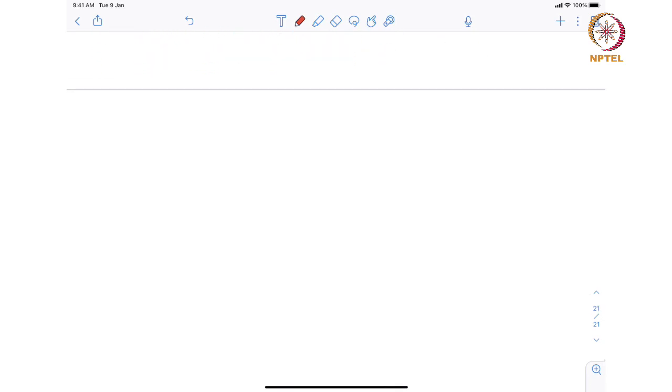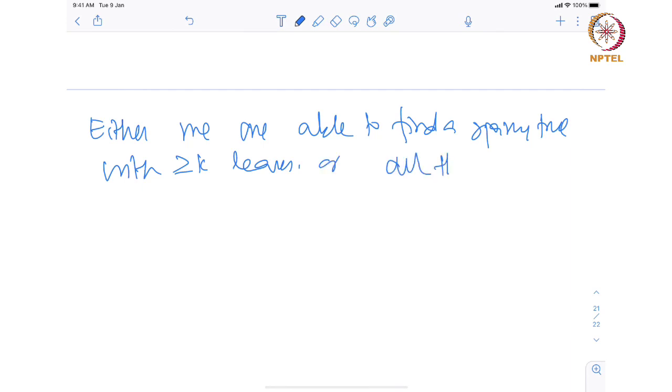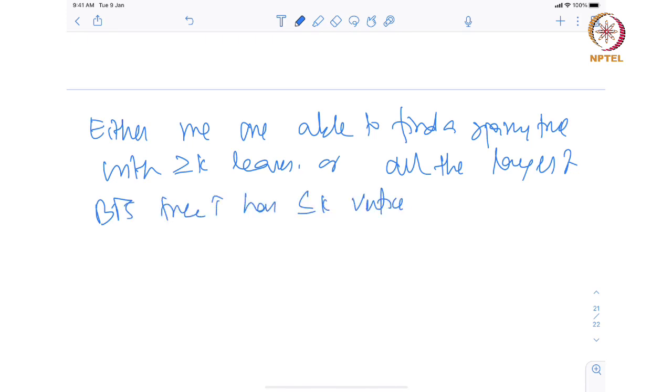But what does this imply then? This implies that either we are able to find a spanning tree with at least k leaves, or all the layers of the BFS tree have at most k vertices.